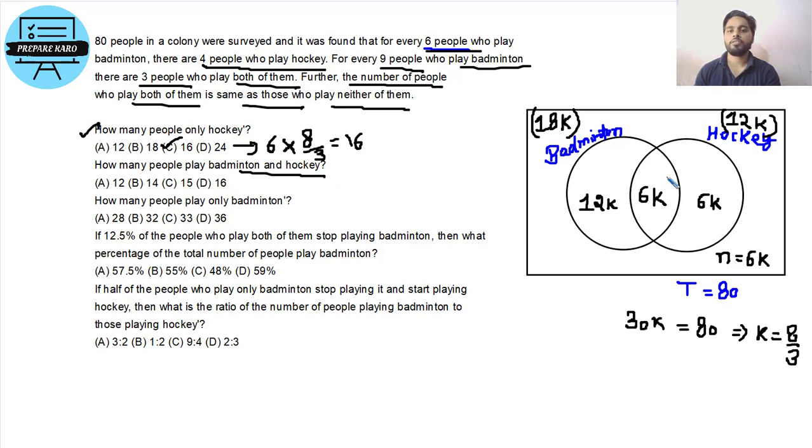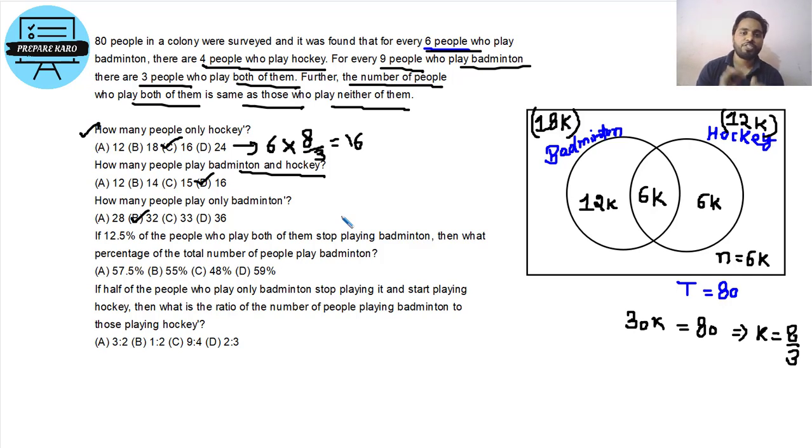Badminton and hockey means this reason it is asking about 6K, right? And 6K again is 16. 6K, 6 into 8 by 3, 16. How many people play only badminton is 12K, so 16 into 2, 32. If 6K is 16, 12K is 32, right?